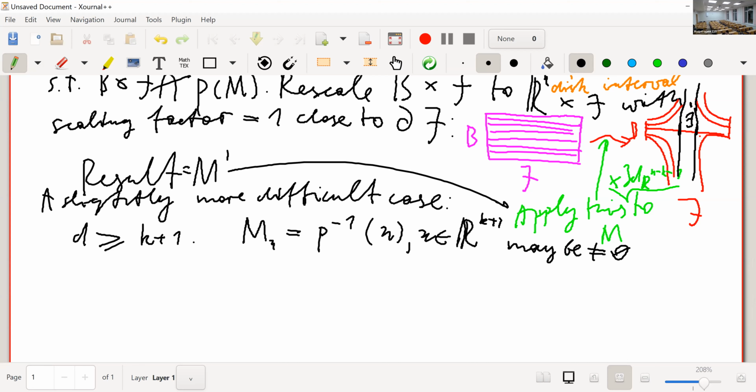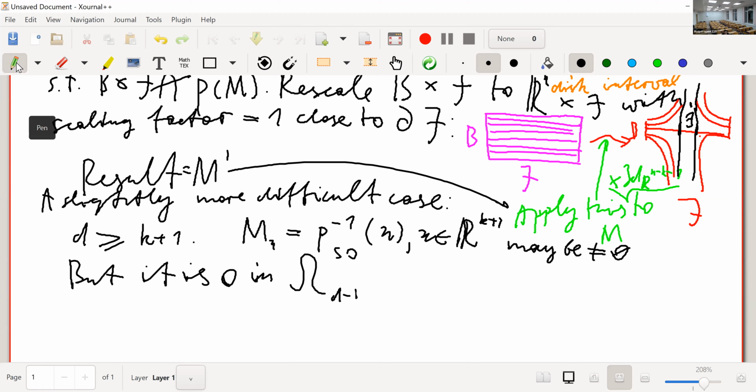In which case, the preimage of every x may be non-empty, but we know it is 0 in the cobordism group, in the embedded cobordism group, basically Omega_{d-k-1}(n-k). Hold on.